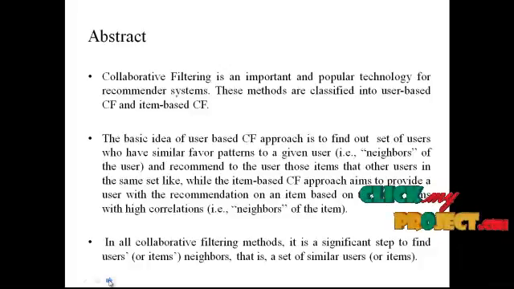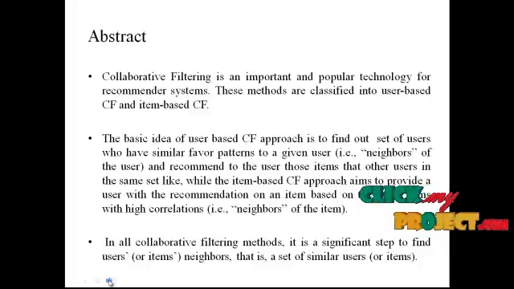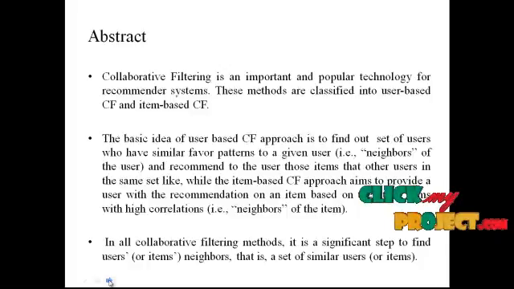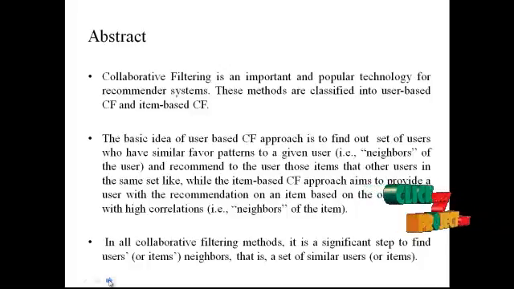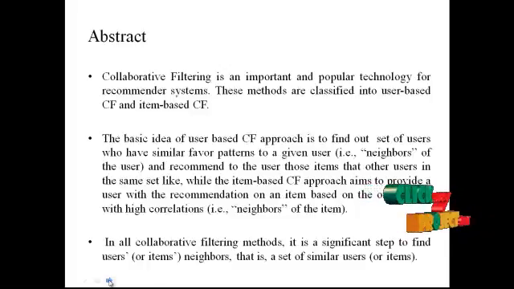The basic idea of the user-based CF approach is to find the set of users who have similar favorite patterns to the given user, that is, neighbors of the user, and recommend to the user those items that other users in the same set like, while the item-based CF approach aims to provide a user with a recommendation on an item based on other items with a high correlation, that is called neighbors of the item. In all collaborative filtering methods, it is a significant step to find user or item neighbors, that is, a set of similar items.